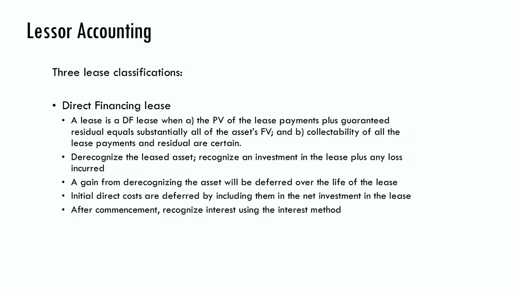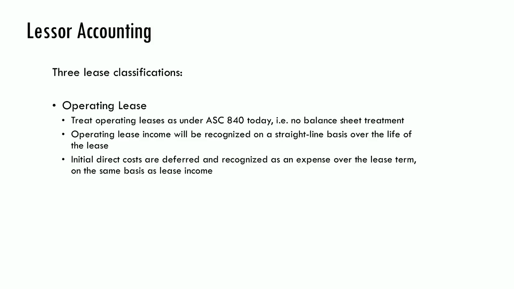The third one for lessor accounting is the operating lease. And this is treated exactly the same way we do it today. There is no balance sheet treatment for an operating lease for a lessor. Same way we handle it under ASC 840. You recognize the lease income on a straight line basis over the life of the lease. Direct costs would be deferred and recognized as an expense over the lease term on the same basis as the income so that they match.